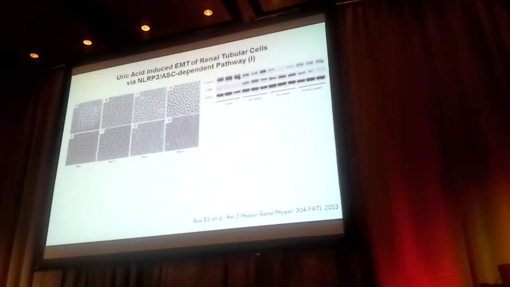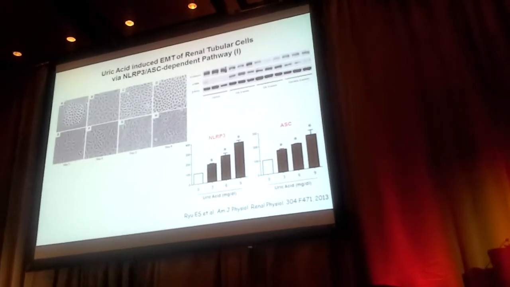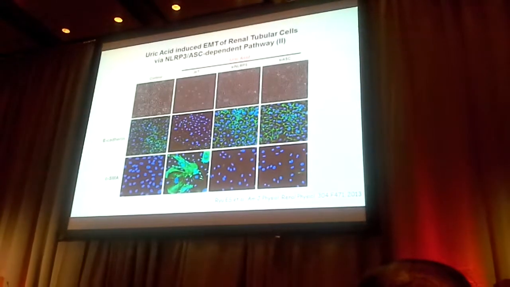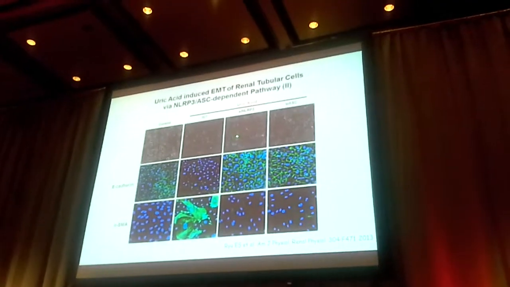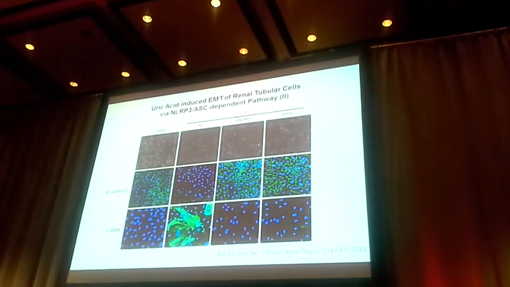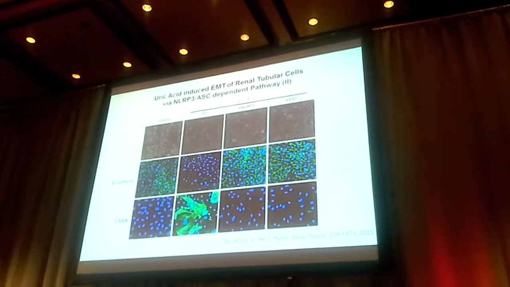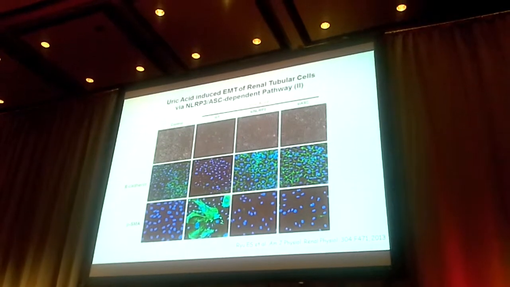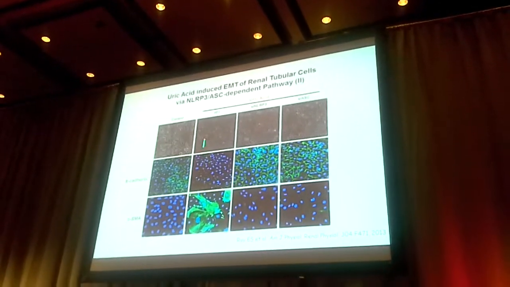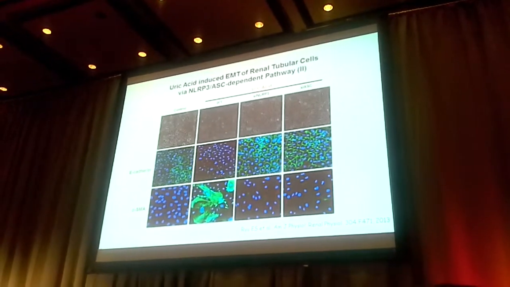What we found interesting was when we exposed the NRK cells to uric acid, there is a significant increase in NLRP3 and ASC expression. So with that data, what we have done was to see the effect of gene silencing of NLRP3 and ASC, to see the involvement of this inflammasome-mediated pathway in uric acid-induced, non-crystal-dependent renal damage. As you can see, uric acid-induced EMT was pretty much ameliorated by gene silencing of NLRP3 and ASC.